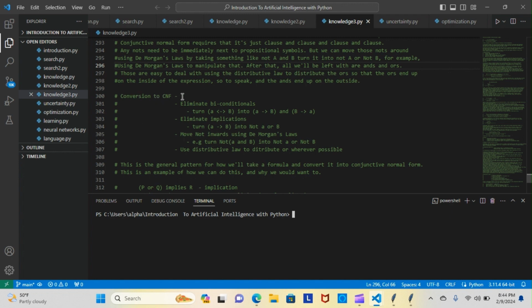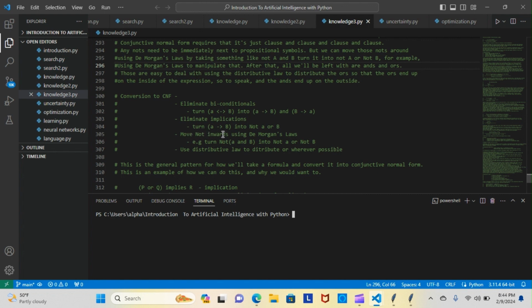Conversion to CNF, or conjunctive normal form. First, we eliminate biconditionals. We would turn A if and only if B into A implies B and B implies A. Next, we will eliminate implications. We would turn A implies B into not A or B.